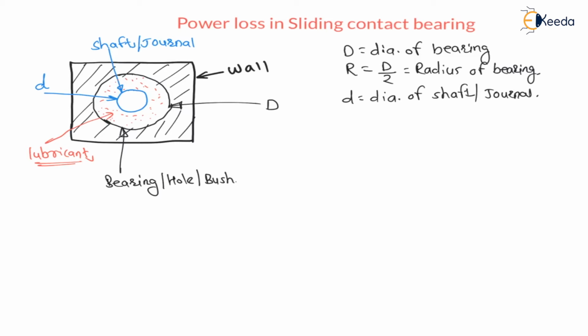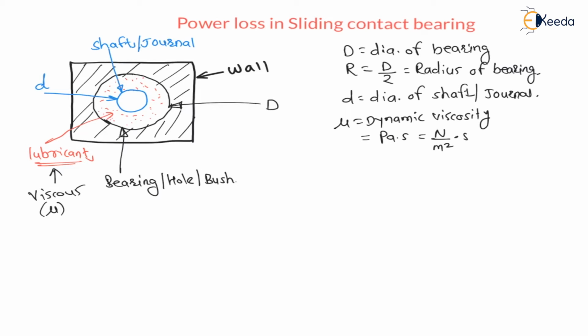Now this lubricant is a viscous lubricant, therefore there will be some part of fluid mechanics also. This lubricant has some viscosity. Mu is called dynamic viscosity, or simply viscosity. It is generally given in Pascal second, that is Newton per meter square into second, or generally given in poise.